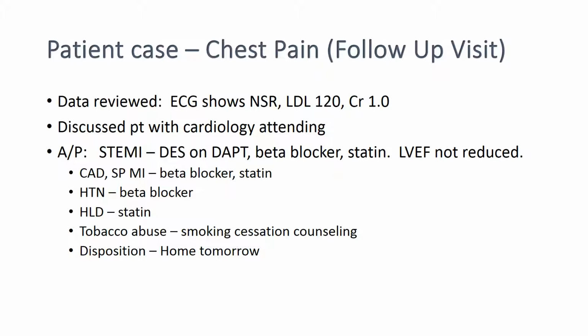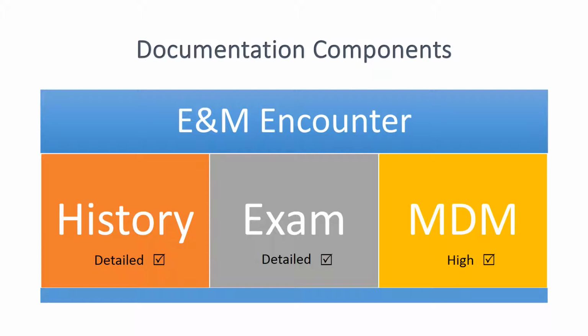Coronary artery disease. He's had a myocardial infarction. He's on a beta blocker and a statin. Hypertension. He's on a beta blocker. Hyperlipidemia. He's taking a statin. Tobacco abuse. You've counseled him to stop smoking, and disposition, likely home tomorrow. So that meets the necessary items to qualify for high levels of medical decision making. Remember, you need to document only 2 of the 3 of these components at this level or higher.